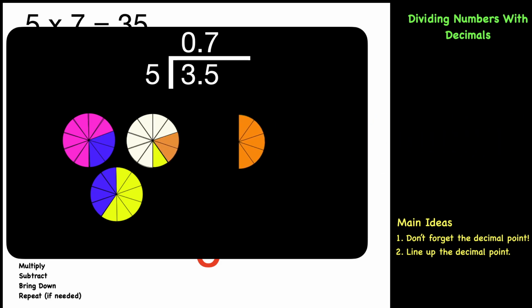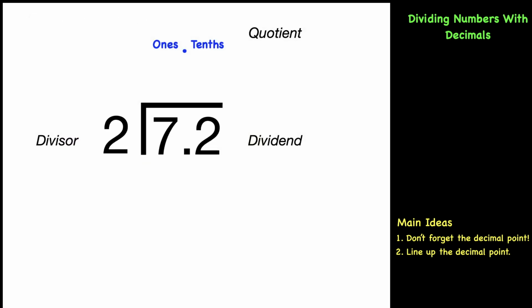But that's kind of what we're doing today when you're dividing a decimal number, and in this case we have 7/10 for our answer. Okay, let's try another one. 7 and 2/10 divided by 2.